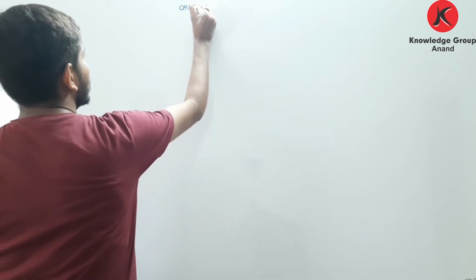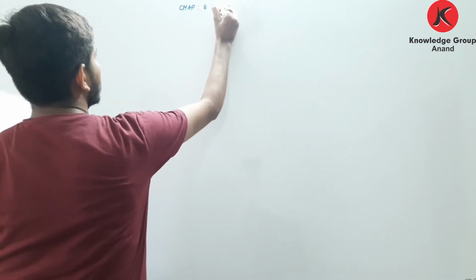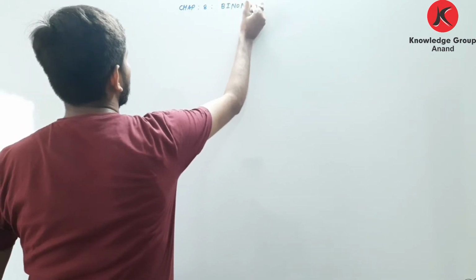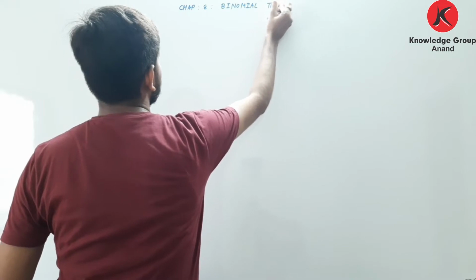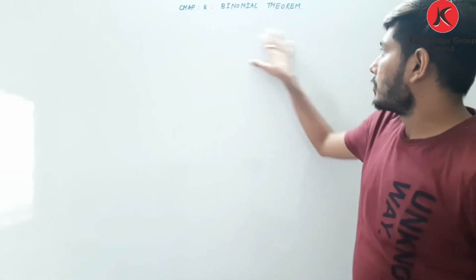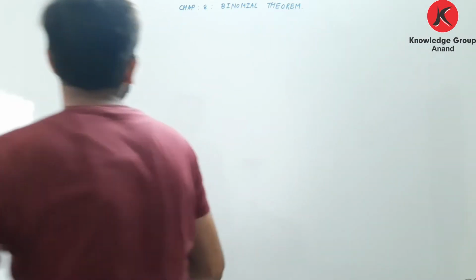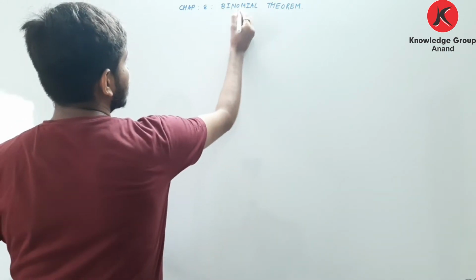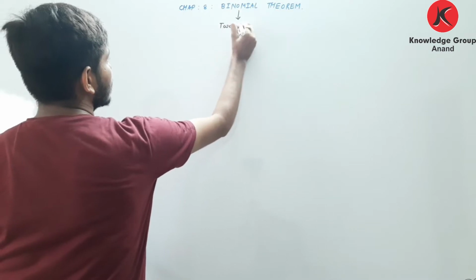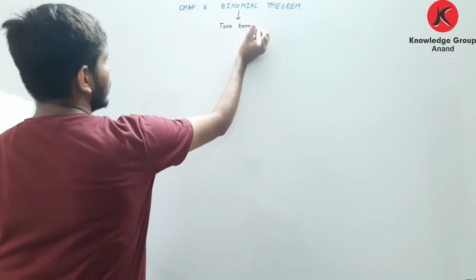Next important chapter, chapter number 8, binomial theorem. This chapter is quite an easy and simple chapter. In this chapter, we are going to discuss the name itself, binomial. That means two terms. Bi means two, nomial means terms.